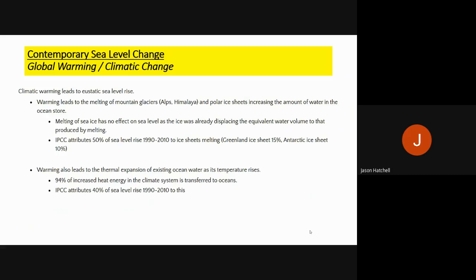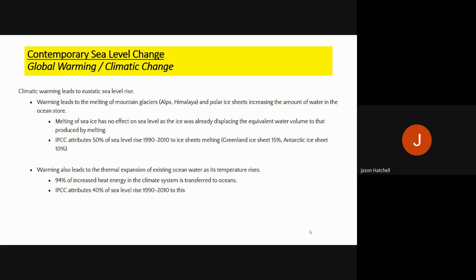Now, more contemporary sea level change, or sea level change that's happening today due to global warming or climatic change. So climatic change leads to eustatic sea level rise. We know that warming in the atmosphere leads to melting of mountain glaciers, like in the Alps and the Himalayas, and that water that melts goes straight into the rivers and down into the sea. That contributes straight towards sea level rise. So that's eustatic sea level rise.